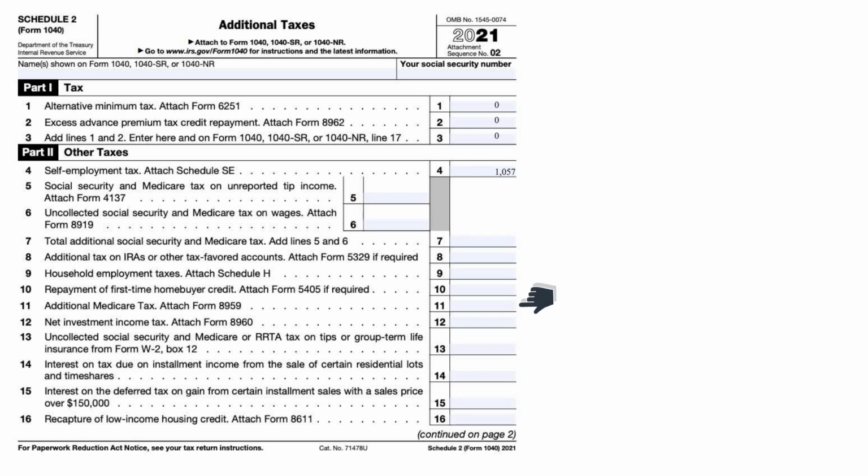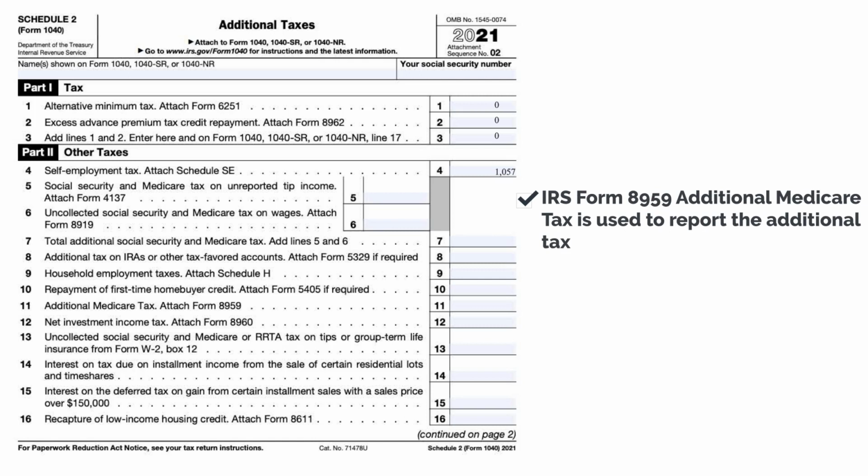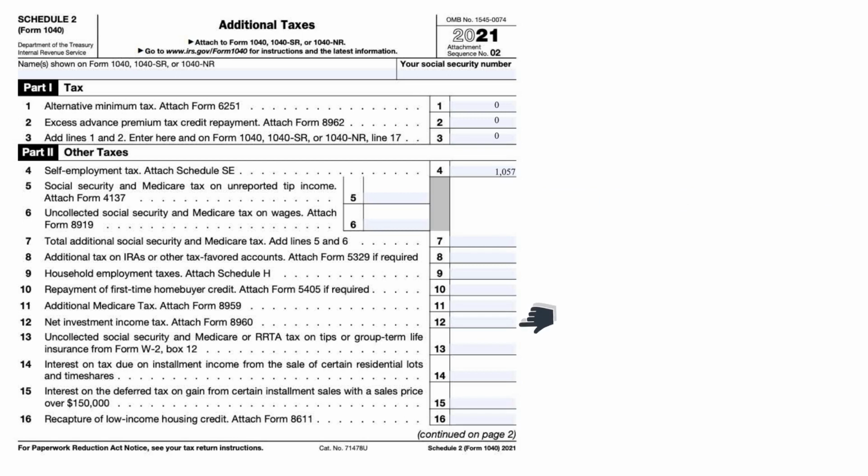Line 11 of Schedule 2 is the additional Medicare tax. A taxpayer may be subject to a 0.9% additional Medicare tax that applies to Medicare wages, Railroad Retirement Act compensation, and self-employment income over a threshold based on their filing status. IRS Form 8959, Additional Medicare Tax, is used to report the additional tax. The threshold is index adjusted annually, and the current threshold is discussed in the recent Tax Changes and Updates reading assignment. Line 12 of Schedule 2 is for the net investment income tax of Form 8960.